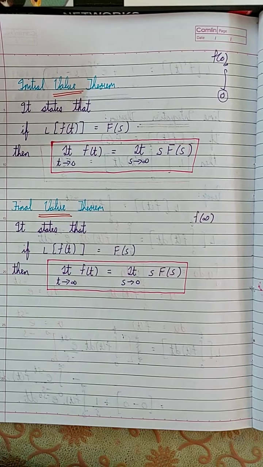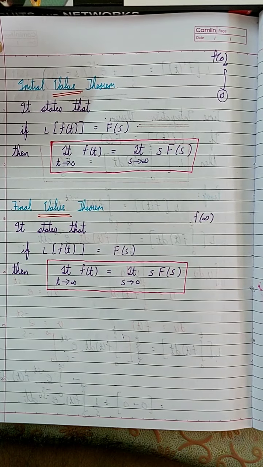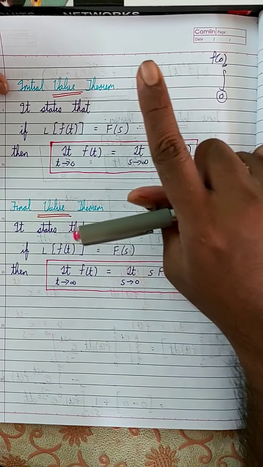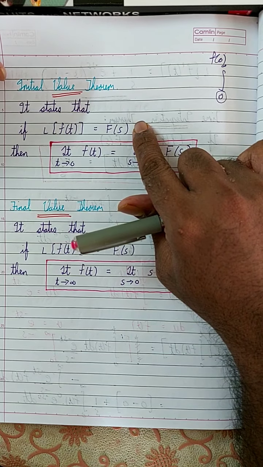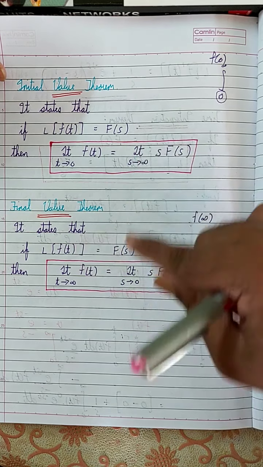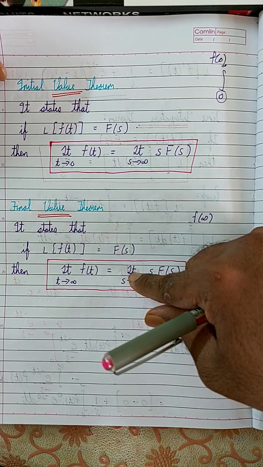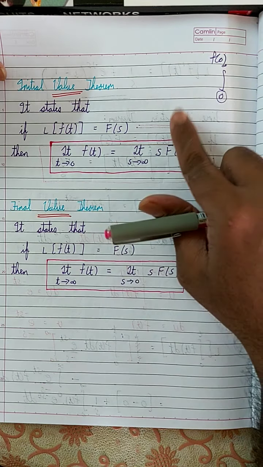Here you will be learning about the initial value theorem and final value theorem in Laplace transform. The initial value theorem is used to find the initial value of f of t using Laplace transform, and the final value theorem is used if you want to find the final value of f of t using Laplace transform. What is the meaning of initial value?